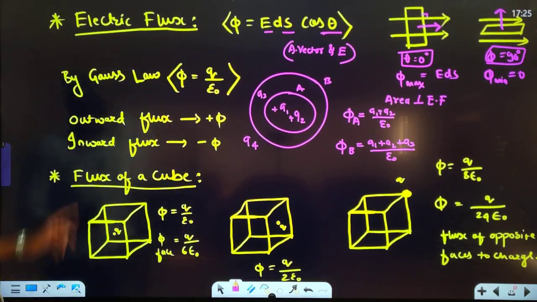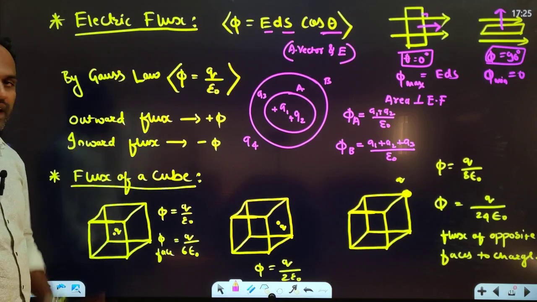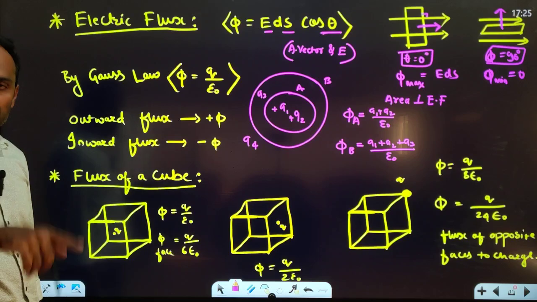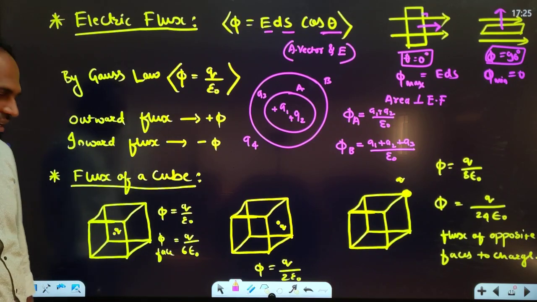Okay, next note. Outward flux is taken positive, inward flux is taken negative. If a positive charge is inside, its flux will be outwards, which is positive. If a negative charge is inside, its flux will be inwards, which is negative.